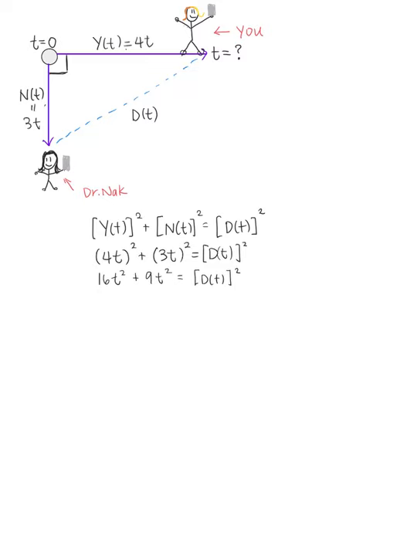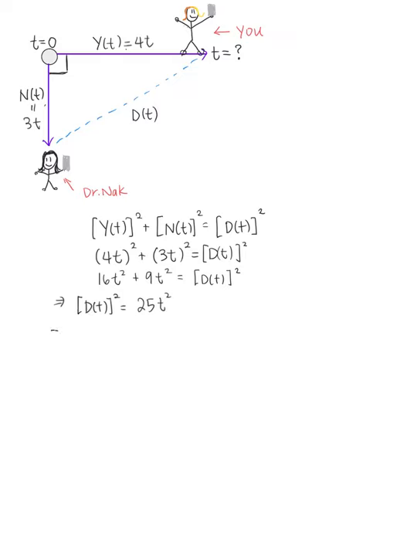Let me just make this a little bit easier on our eyes. Let me bring the d of t squared to the left hand side. So I'm going to have d of t squared equals, now I'm going to add the 16t squared and 9t squared to get 25t squared. Now, how do you solve for d of t? Yes, you're going to have to take the square root on both sides, but be careful. On the right hand side, you're going to have a plus or minus the square root of 25t squared.